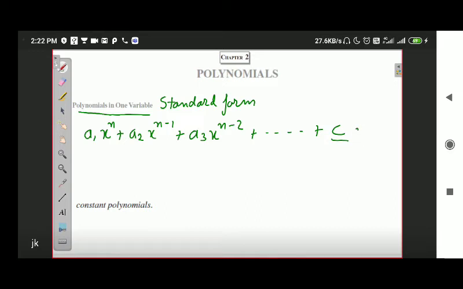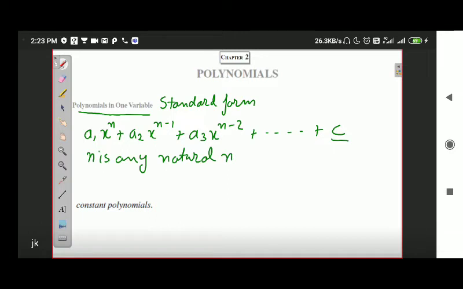Here it is x to the power 0, or you need not write it, you can just leave it as a constant. a1, a2, a3 and all are coefficients of different powers of x. Now for this polynomial, n is any natural number, and n, being the highest value of the exponent of the variable, is also called the degree of the polynomial.